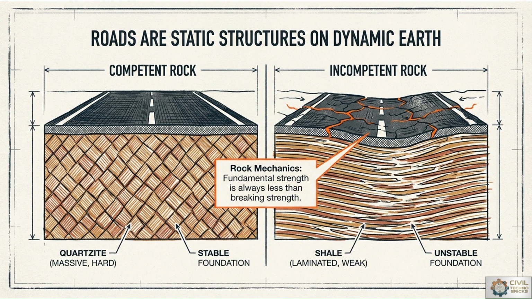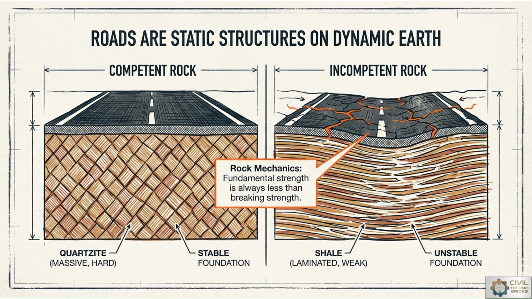Roads are static structures on dynamic earth. So, two parts: compact rock and incompact rock. If we are planning to construct a roadway on the earth surface, it may be a soil surface or it may be a rock surface, then there are two phenomena: compact rock availability for the foundation and incompact rock availability for the foundation. The result is viewed in the picture.